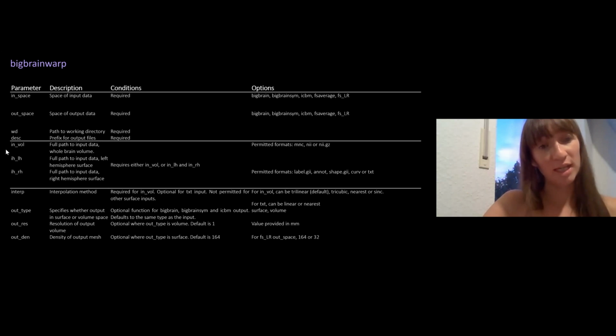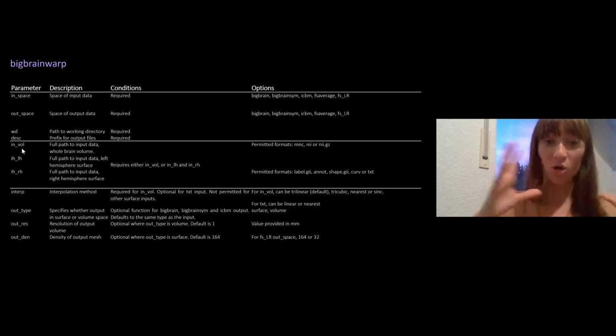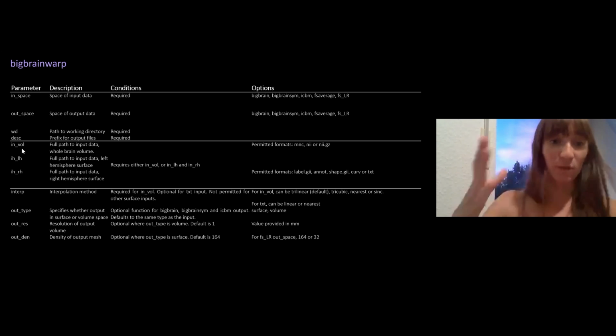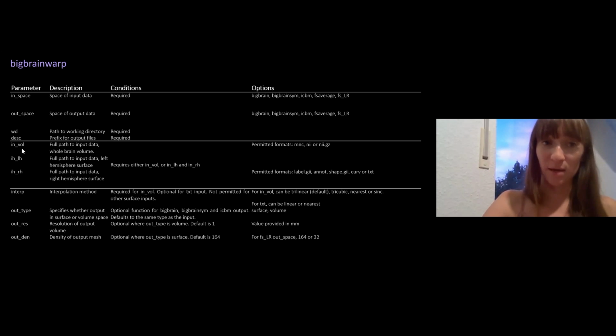And then you can input either volumetric data. So this is assumed to be a whole brain volume. It doesn't have to be fully populated, but it needs to be a full whole brain volume aligned to one of the volumetric spaces. That could be BigBrain, BigBrain Sim, or ICBM. And then otherwise you can use surface input, which you provide each hemisphere separately. There's a range of formats that we accept, different types of GIFTIs, annot files, curv files, text files, and this can be on fsaverage or fsLR.